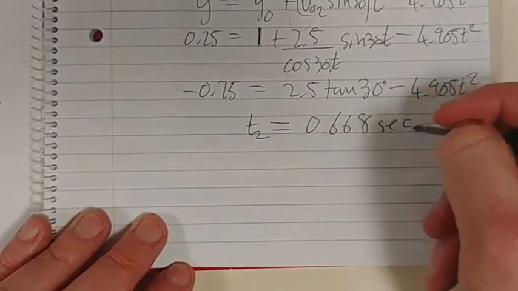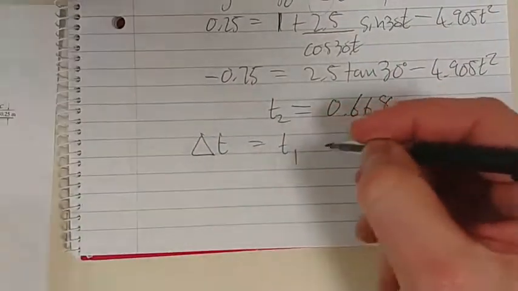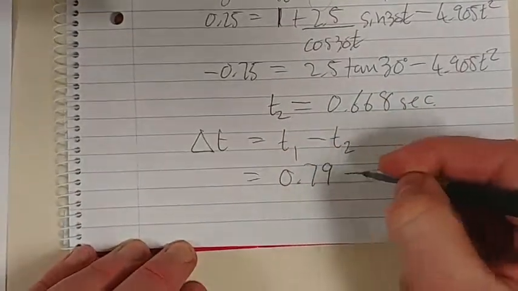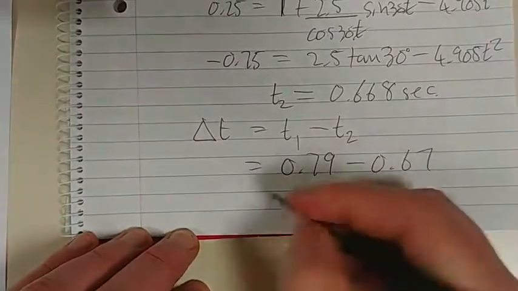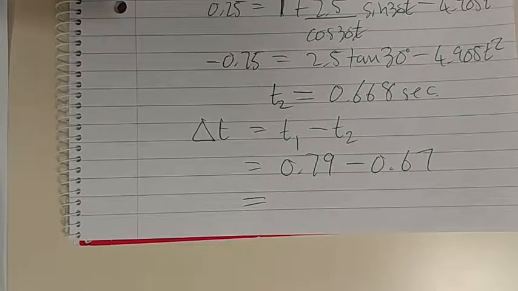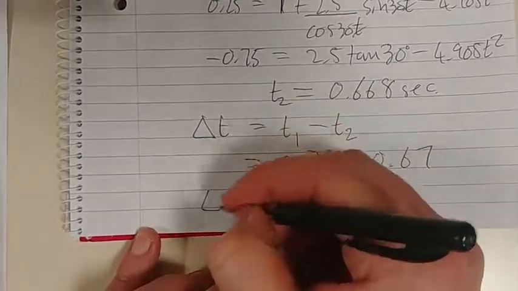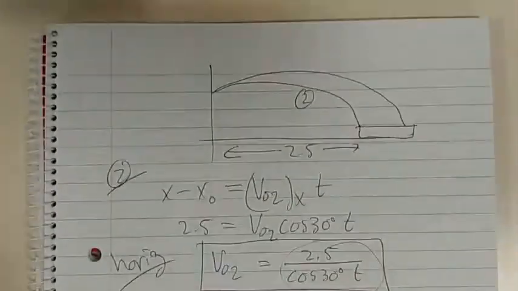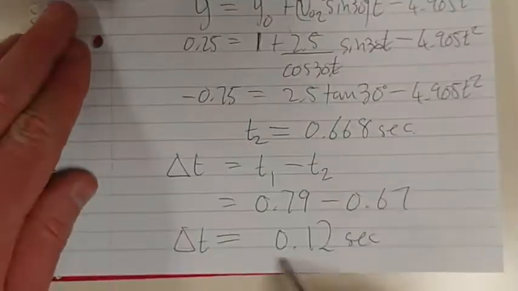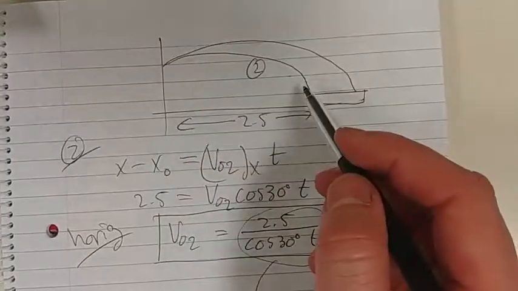So the delta t is t1 minus t2, which is 0.79 minus 0.67. Let's round it off: roughly 0.12 seconds. So that is the time she throws the first one, and then she waits approximately 0.12 seconds, and she throws the second one.